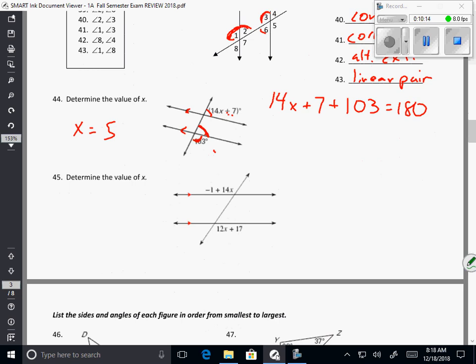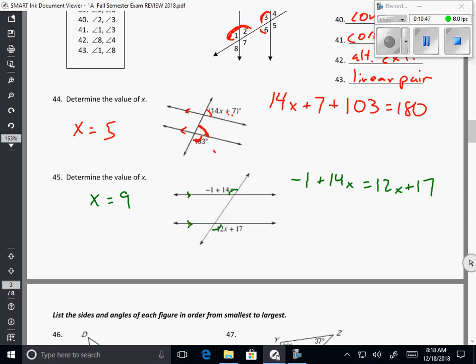On 45, these two are alternate exterior. And when they are alternate exterior over some parallel lines, they are congruent. So we would set them equal to each other if they are the same. And solve for x using our algebra. X equals 9.